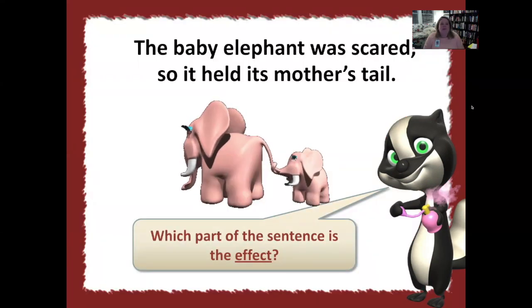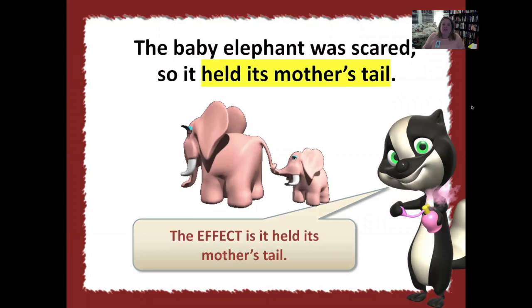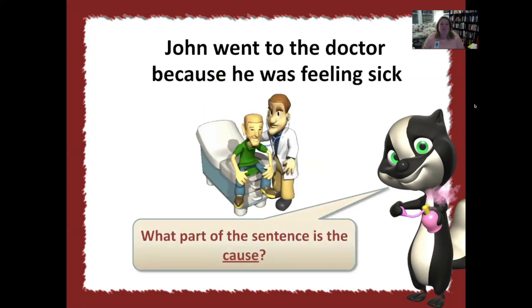The baby elephant was scared, so it held its mother's tail. Which part of that sentence is the effect? Did you say held its mother's tail? If you did, you were correct. The effect of the baby being scared was it held its mother's tail. Let's look at another one.